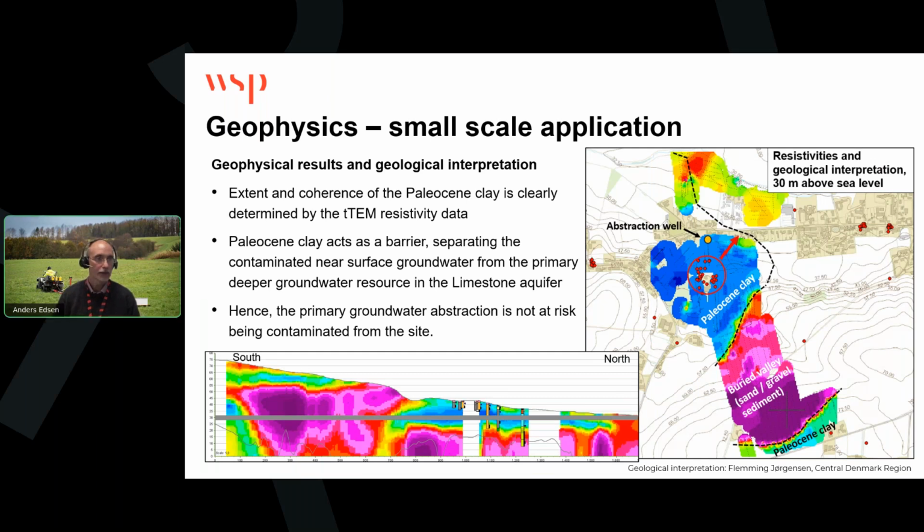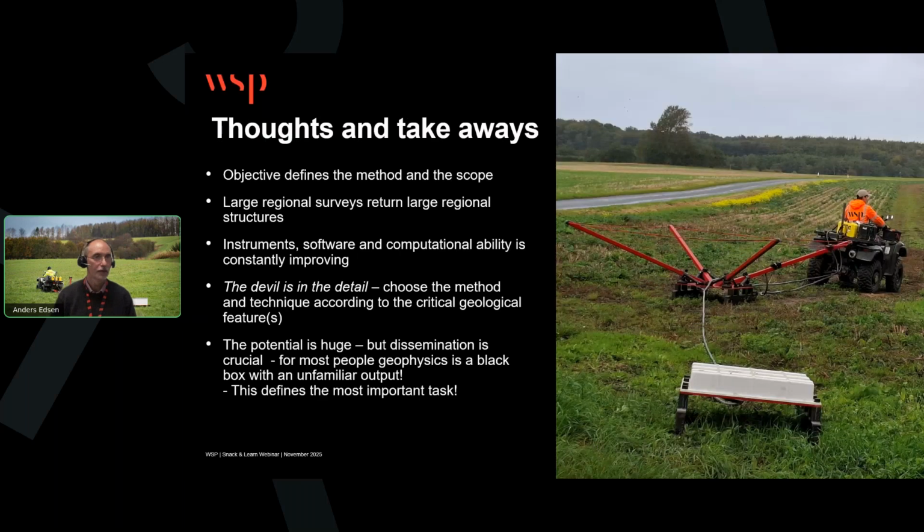Finally, some thoughts and takeaways from this talk. First of all, the objective defines the method and the scope. It's very important that the geophysicists are taken into account when choosing which method is to be used for the survey, in order to address the objectives that are central to the survey. Large regional surveys return large regional structures, and only in a few cases will they also return some information on the detailed topsoil or very shallow structures.